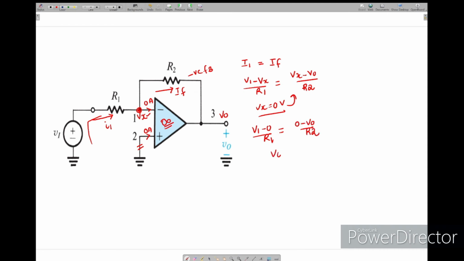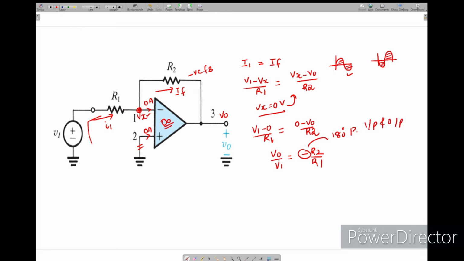If you arrange this equation we get V0 by V1 equal to minus R2 divided by R1. If we closely observe this equation, the negative sign indicates that our output is an inverted version of the input. Meaning if I provide the input in this fashion, I will get the output like this, because this is the inversion of this portion. So the negative sign indicates that we are getting a 180-degree phase shift between input and output.